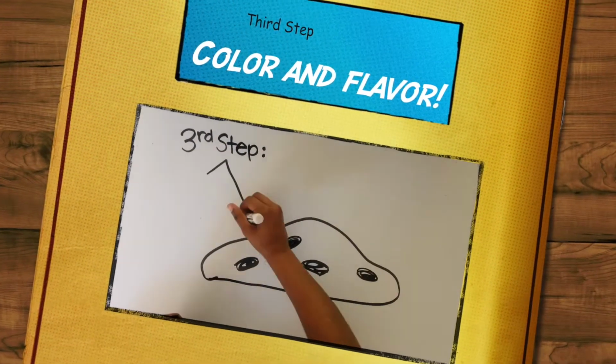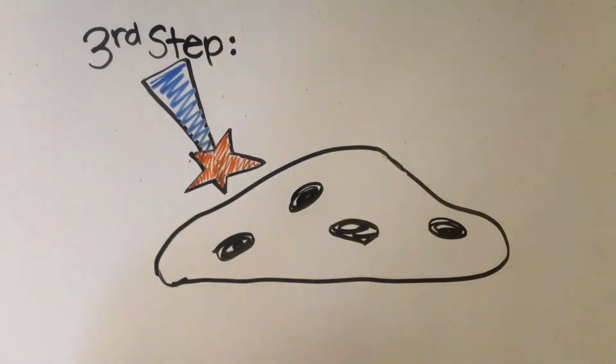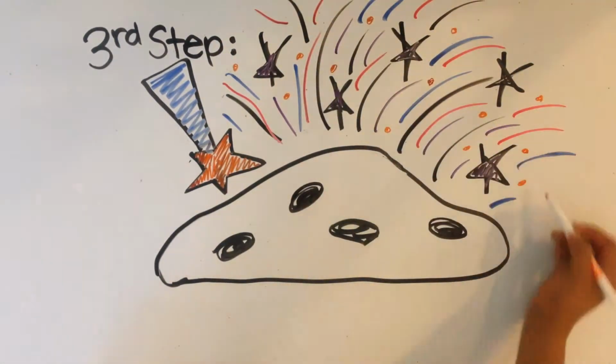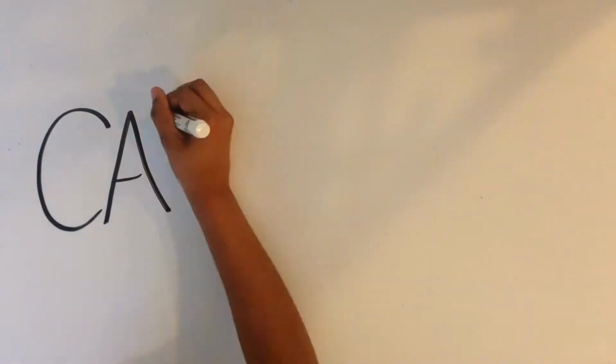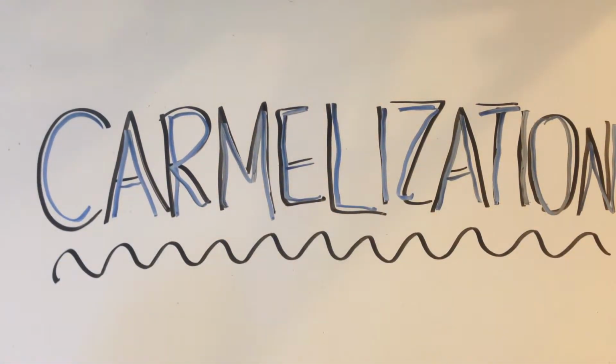The final step is where the magic really happens. Just as the cookie is almost finished baking, 2 super cool chemical reactions fill it with fab flavor and give the cookie its brown tint. The first reaction is caramelization. Caramelization is basically the process of removing water from sugar.